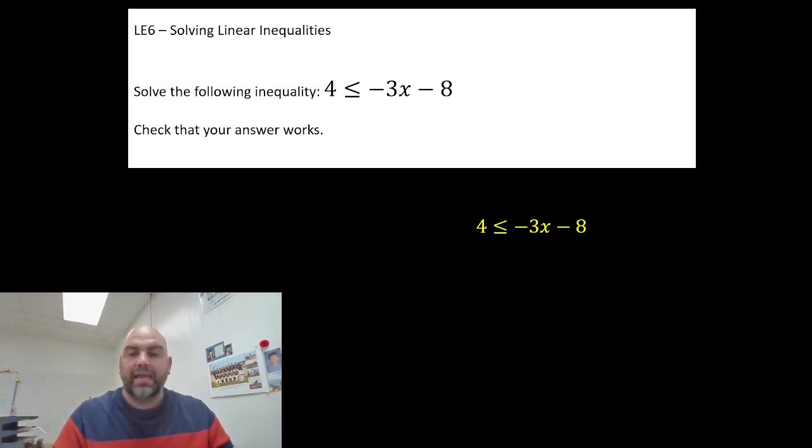First step, add 8 to both sides, right? We're trying to get x by itself, so we want to get rid of that subtracting 8. So let's add 8 to both sides, and we're going to be left with this here. 12 is less than or equal to negative 3x. So what would be our next step? Well, our next step is to divide by negative 3, okay?